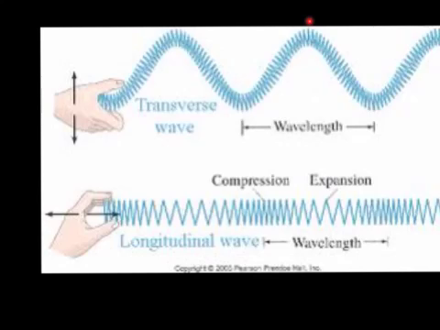A compressional wave, or a longitudinal wave, moves back and forth like a slinky. Sometimes it's pushed together, or compressed, and then there are other places where it's expanded. This is also called rarefaction. This is the expansion.